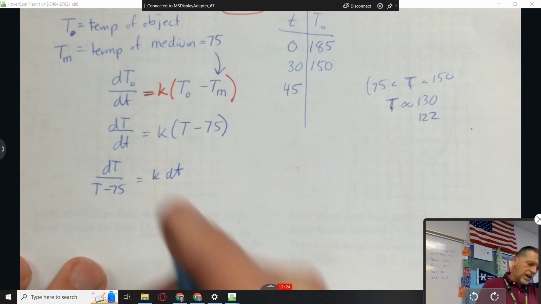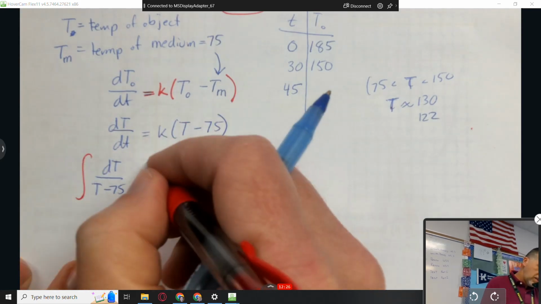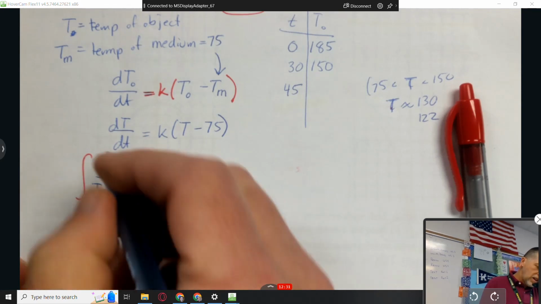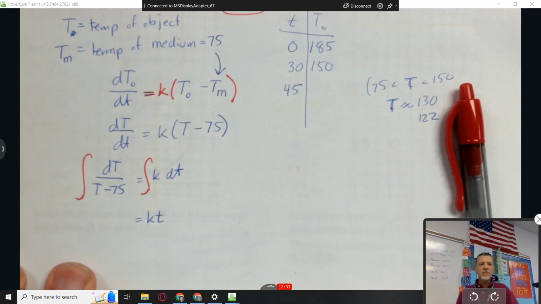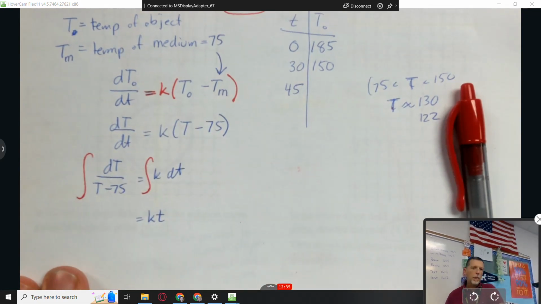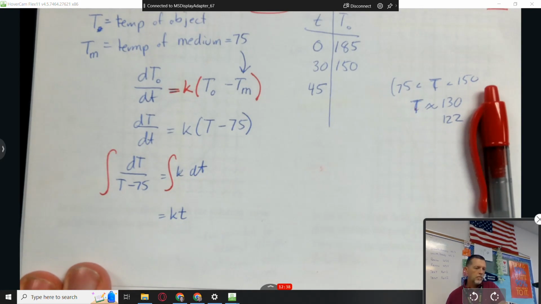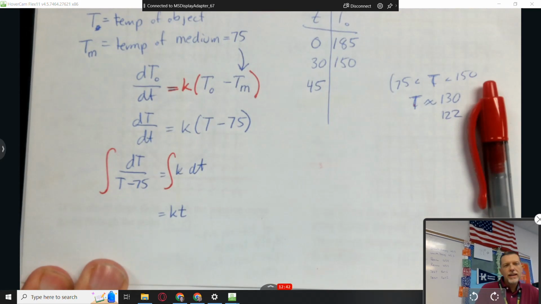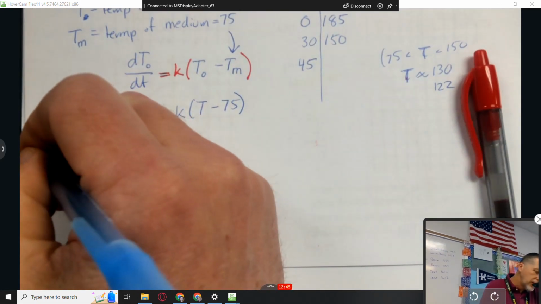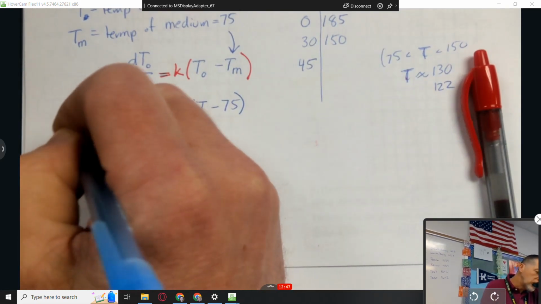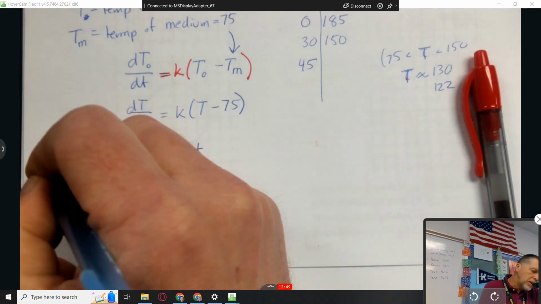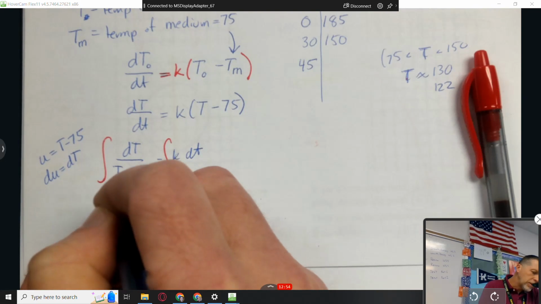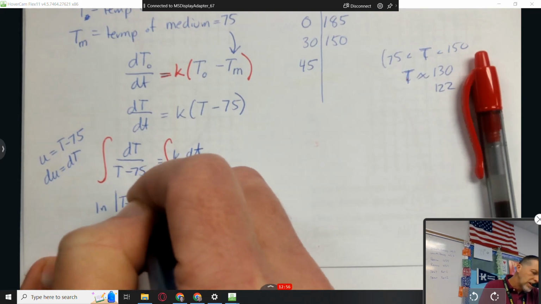Anti-DV. Heat. Separate. Integrate. What about dt over t minus 75? We just include that in the line. Because there's no sign change, there's no chain rule to worry about. If you need to use substitution, you would let u be t minus 75, and du would be dt, and it would all work out to be natural log of t minus 75.